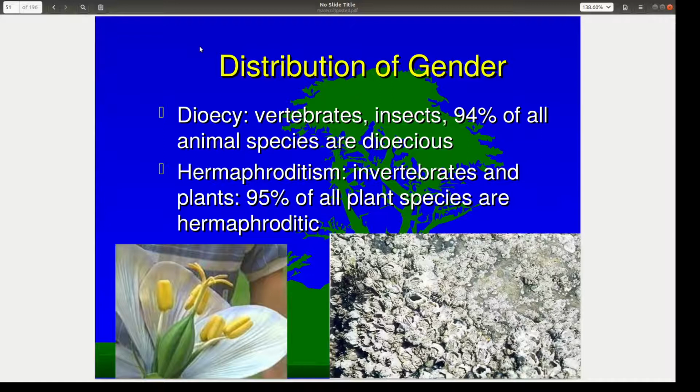So hermaphroditism, on the other hand, is more common in invertebrates and plants than it is in vertebrates. And roughly 95% of all plant species are hermaphroditic, though that proportion changes in different habitats. For example, aquatic plants tend to have a higher proportion of dioecious species than terrestrial plants. So dioecism, or separate sexes, or unisexuality, is more common in aquatic plants, including seagrasses, than in terrestrial plants.